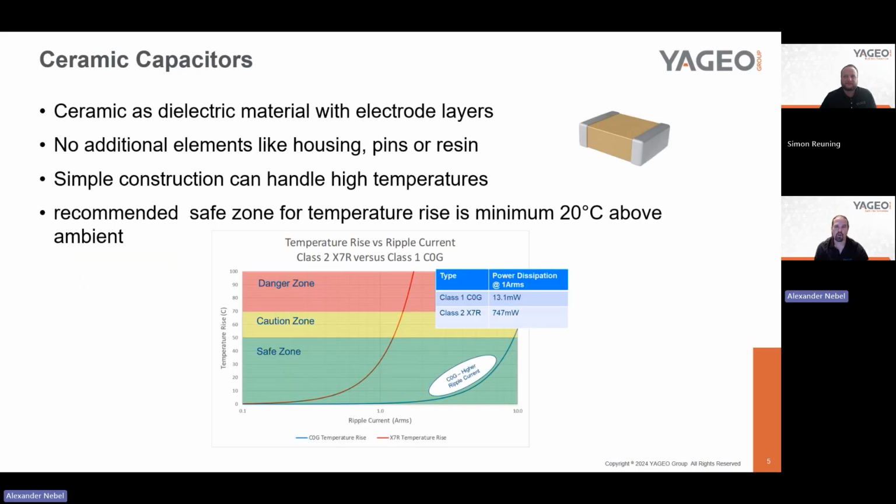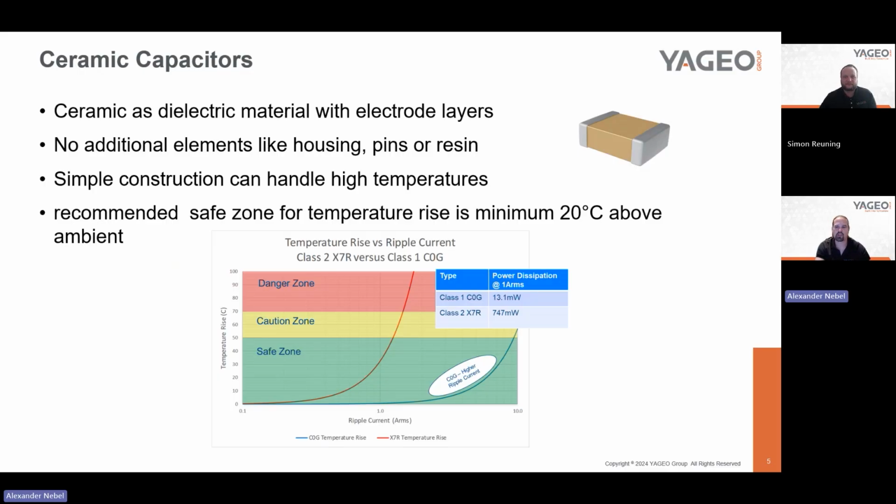So let's focus on our four technologies, and I would like to start with a brief overview about the multi-layer ceramic capacitors, because they have a very simple construction where the main part, the body, is the dielectric ceramic material with the electrode layers inside. So the body is the ceramic material without any additional elements such as housing, pins, or resin. And this simple construction can handle high temperatures, up to more than 200 degrees if needed. But in general, we are talking about 125 up to 155 degrees.